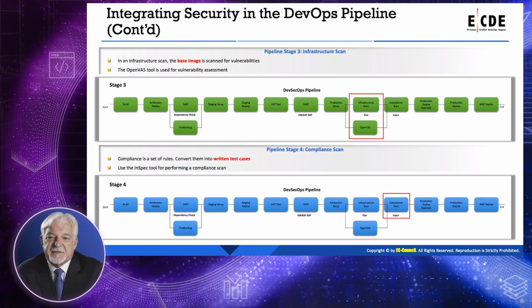All right, so then we have stage three where we do infrastructure scans. In an infrastructure scan, the base image is scanned for vulnerabilities. The OpenVAS tool is used typically for vulnerability assessments.